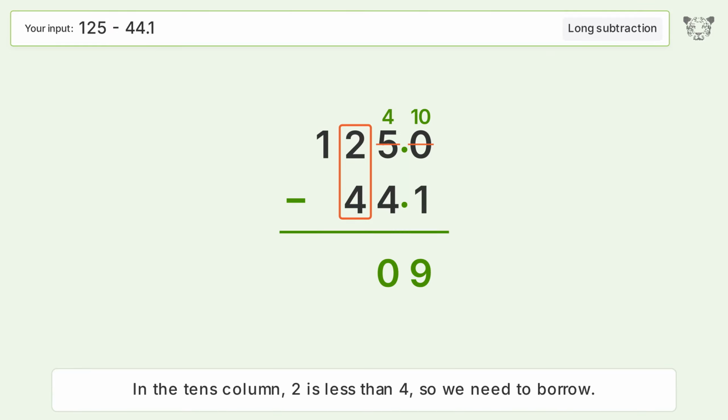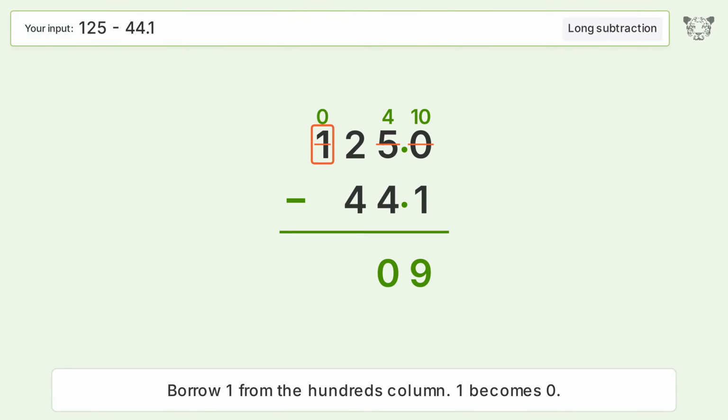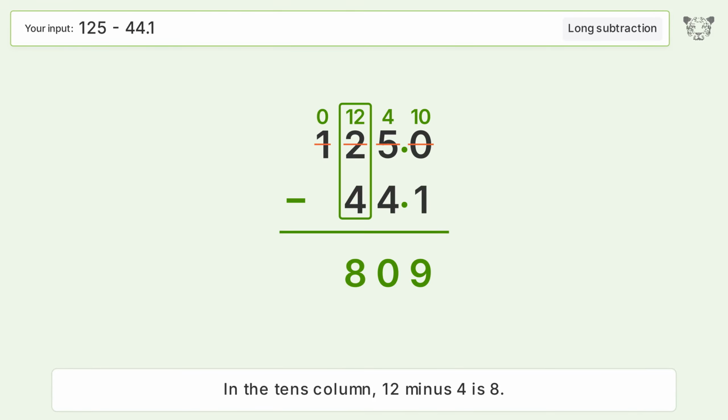In the tens column, 2 is less than 4, so we need to borrow. Borrow 1 from the hundreds column. 1 becomes 0. The 2 in the tens column becomes 12. In the tens column, 12 minus 4 is 8. Bring down 0 in the hundreds column.